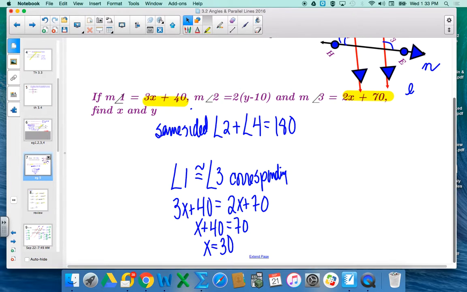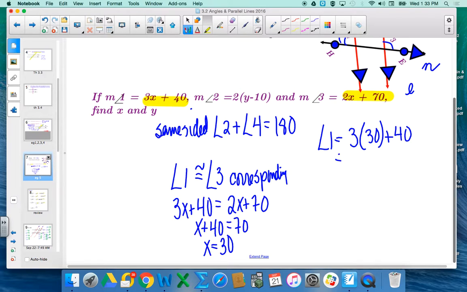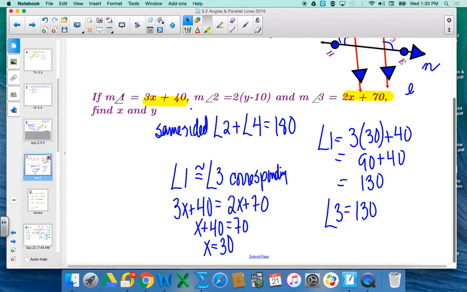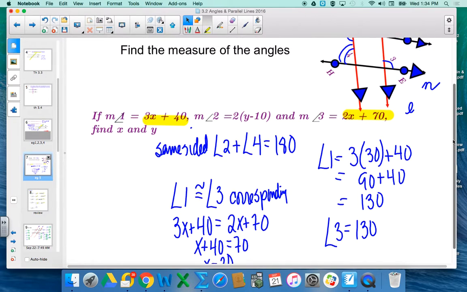But we don't just need that, we need to find the angle. We got x, so if we take x and we plug it back in, we'll get the angle. So we have 90 plus 40, so we get angle 1 is equal to 130. So how much is angle 3? 130. Well, we still have to find angle 2.